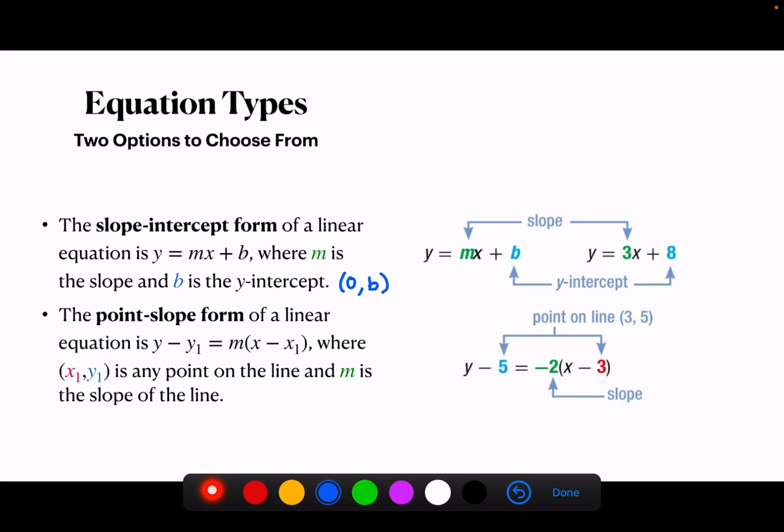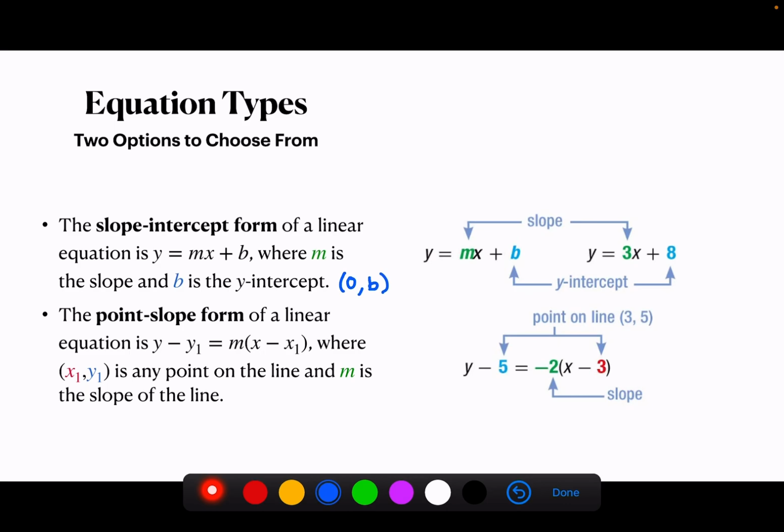It would literally on the graph be on the y-axis, but in this case, we might not even see a graph. The other type of equation we're using is the point-slope form. And this equation is kind of a breakdown of the slope-intercept form. So we have y minus y1 equals m multiplied by x minus x1, where (x1, y1) is any point on the line, and m is the slope of the line.